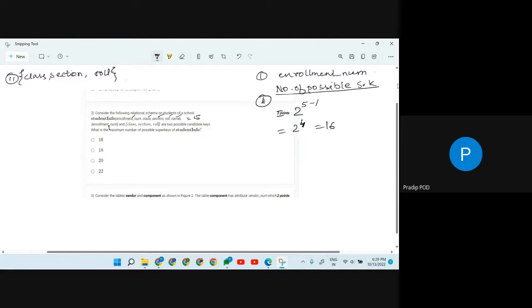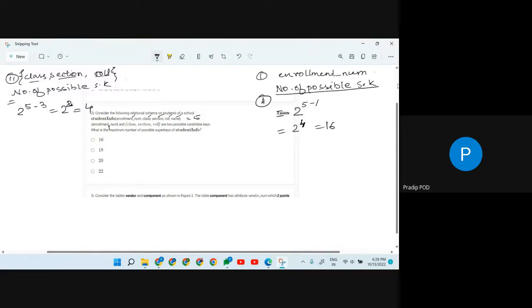This is the number of possible super keys using this candidate key. Now using this other candidate key, there are 3 attributes. So what is the number of possible super keys? It is 2 to the power 5 minus 3, that is 2 to the power 2, equal to 4.